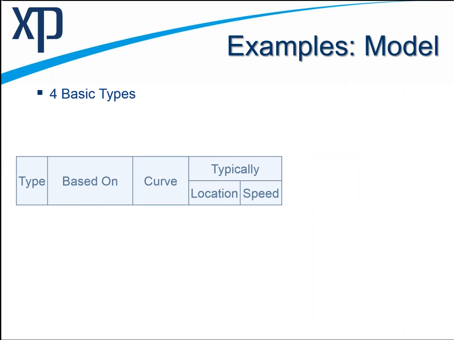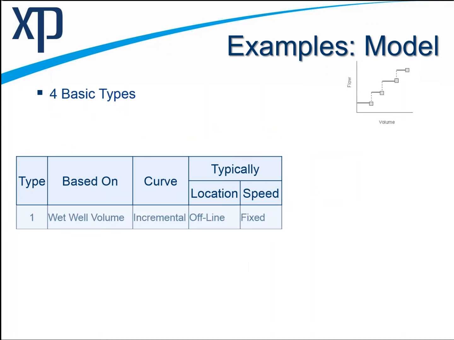Okay. So if you hearken to SWIM 5, EPA SWIM, there are four basic types in the model that you'll be presented with, and these will carry forth to XP SWIM. Consider these four types; I'll show you the type, what it's based on, the curve type, and some typical locations. Type one is based on the wet well volume. It's an incremental curve, generally speaking, typically an offline system, and the motor speed is fixed.